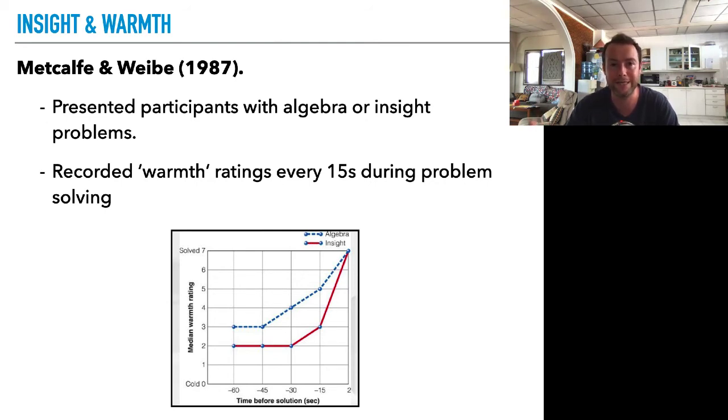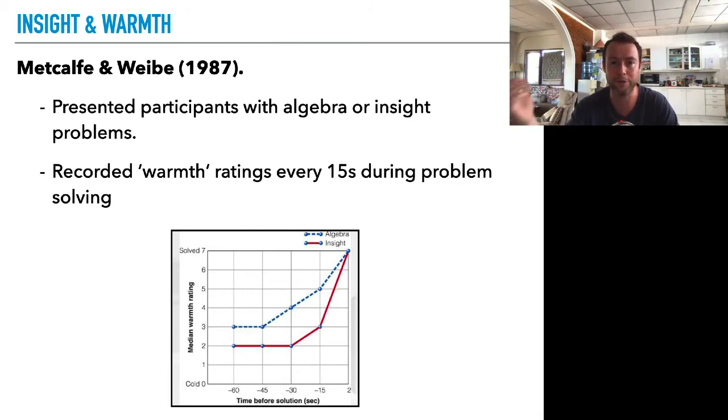that involved insight. If you look at the graph presented here, along the y-axis is their perception of warmth. You can think of warmth as simply meaning your feeling of closeness to having the solution. The warmer you are, the closer you are to getting that solution. Along the x-axis, we have the time before they finally found the solution.